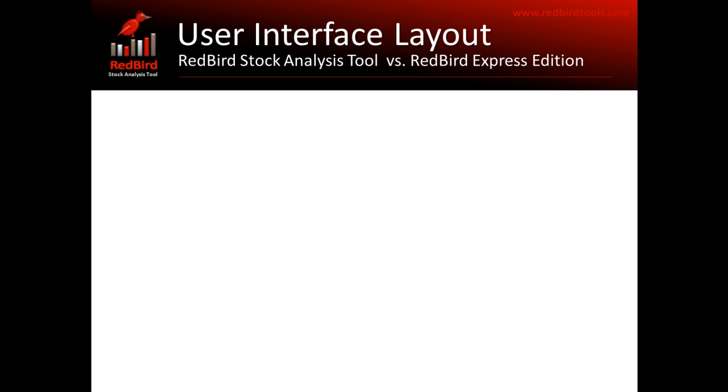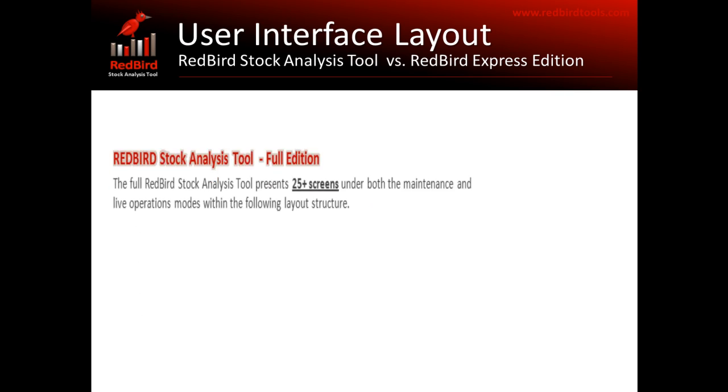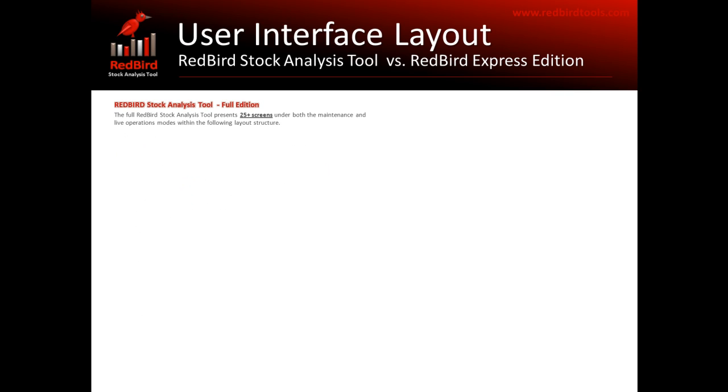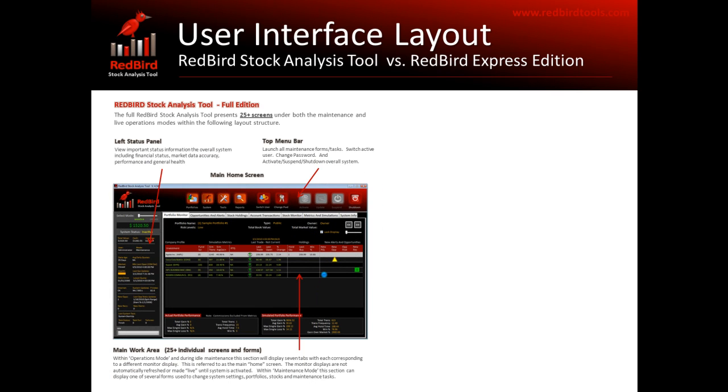User interface layout. Let's briefly compare the two versions of the product. The RedBird Stock Analysis Tool Full Edition contains all the features and functionality that are described in this presentation. The product is presented through over 25 separate screens that are used to maintain and operate the system. All screens follow the same basic format. On the left-hand side is the left status panel. Here's where users can view important critical information about the overall accuracy and health of the system. At the top is the top menu bar. The top menu bar contains essential buttons that will allow users to invoke common functions.